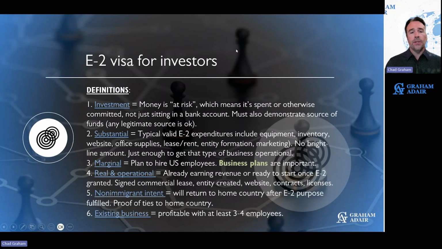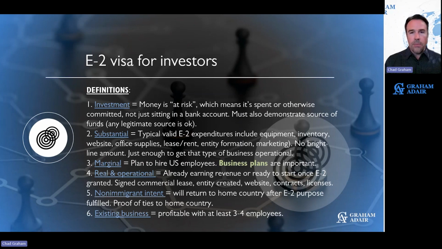Okay, so here are some of the definitions. For investment, one of the main things is that the money has to be at risk. A lot of times, what people do is they create a company, set up a bank account, and then put money in the bank account and say, well, there's my investment, it's sitting in the bank. The government won't go for that. What they want to see is that the money has either been spent or is otherwise committed. Because the idea with an E2, like with most startup or new businesses, is that it has the ability to succeed or fail. There's some risk there. So they want to see that the person is actually spending the money or has committed to spend that money. The investment needs to be substantial.